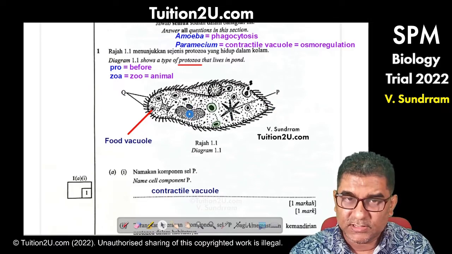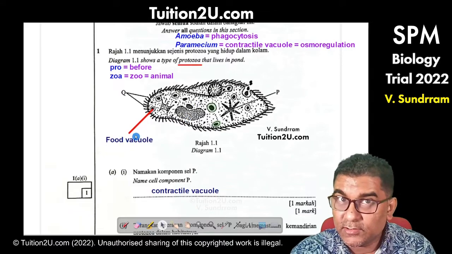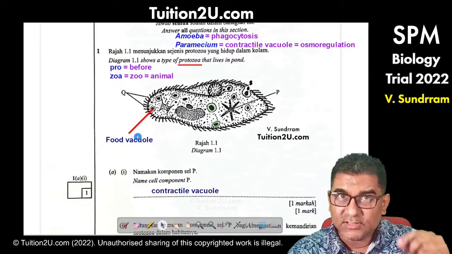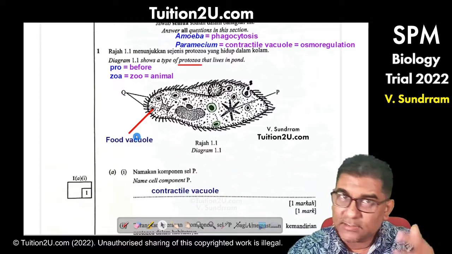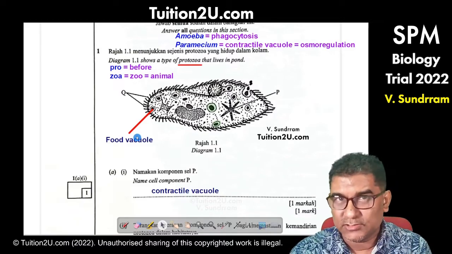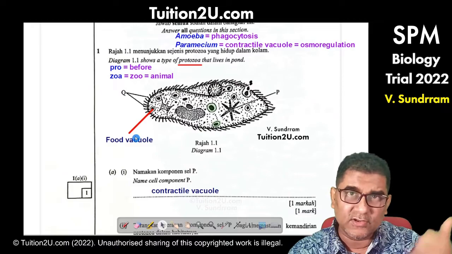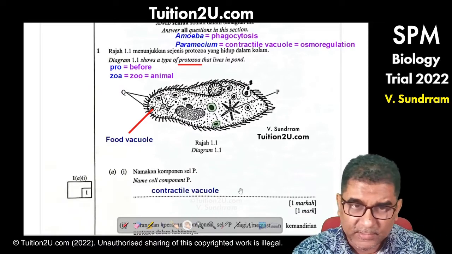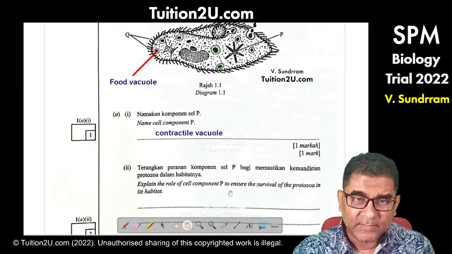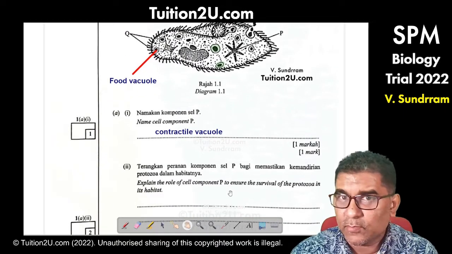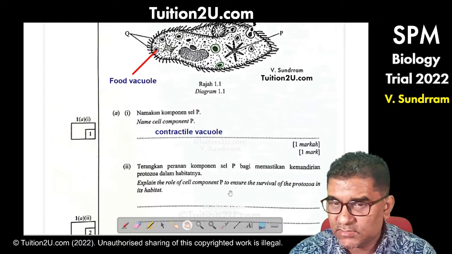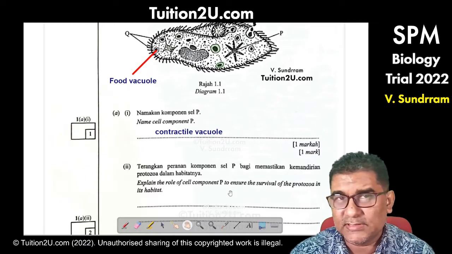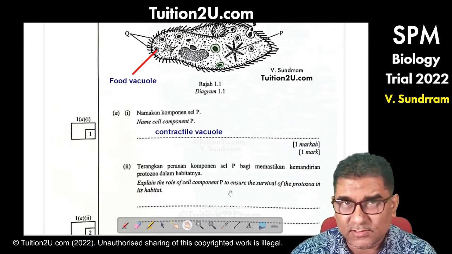These are supposed to be the nucleus, but all of these structures here are supposed to be food vacuole. To digest the food in the food vacuole, the paramecium, the amoeba needs to use lysosome, which I think I've already used in one of the trial papers before this. Okay, so this is contractile vacuole. So the next question is, explain the role of cell component P to ensure the survival of the protozoa in its habitat. So I'm not surprised this question comes up.